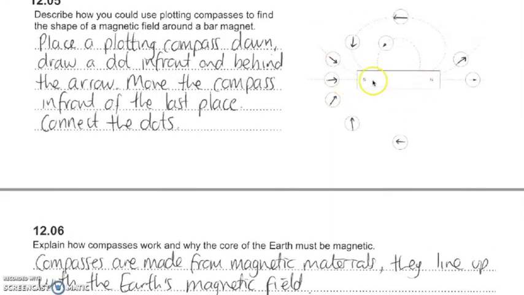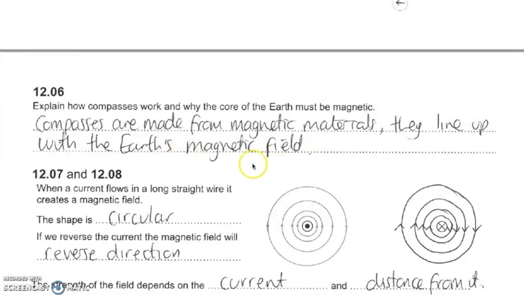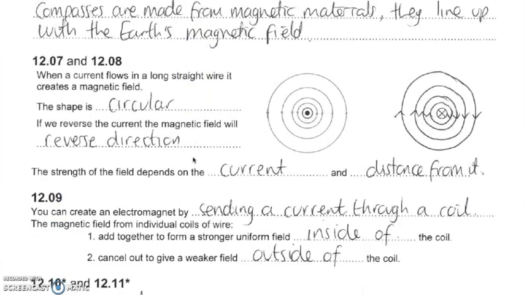will point towards the north pole of the magnet of a bar magnet, the same thing will occur with the Earth. Okay, so you can imagine the Earth as one huge bar magnet inside. Okay, right. When a current flows in a long straight wire, it creates a magnetic field.